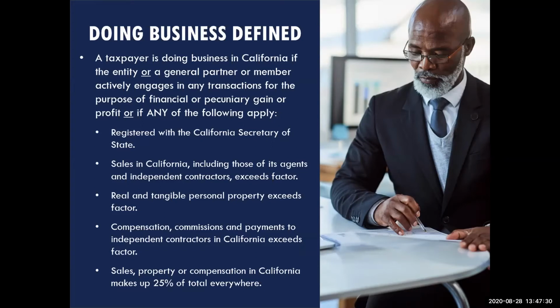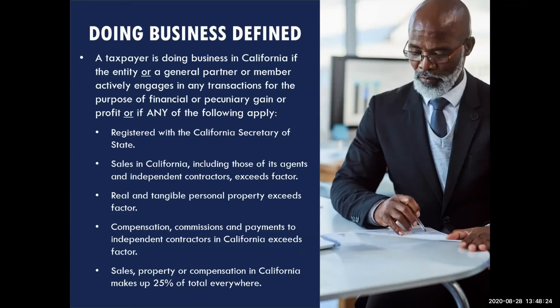Obviously, if you're registered with the California Secretary of State, you are doing business. Sales in California, including those of your agents and independent contractors, exceeds their factor threshold, which, as I mentioned, in the next slide, we will actually show you what those factor thresholds are. If you have real or intangible personal property that exceeds the factor threshold, you are doing business. If you have compensation, including commissions and payments to independent contractors in California, if that exceeds the factor threshold, you are doing business. And lastly, and always the fun one that we always seem to forget, is that if either sales, property, or compensation in California makes up 25% of your total everywhere, that can trigger nexus and be considered doing business.